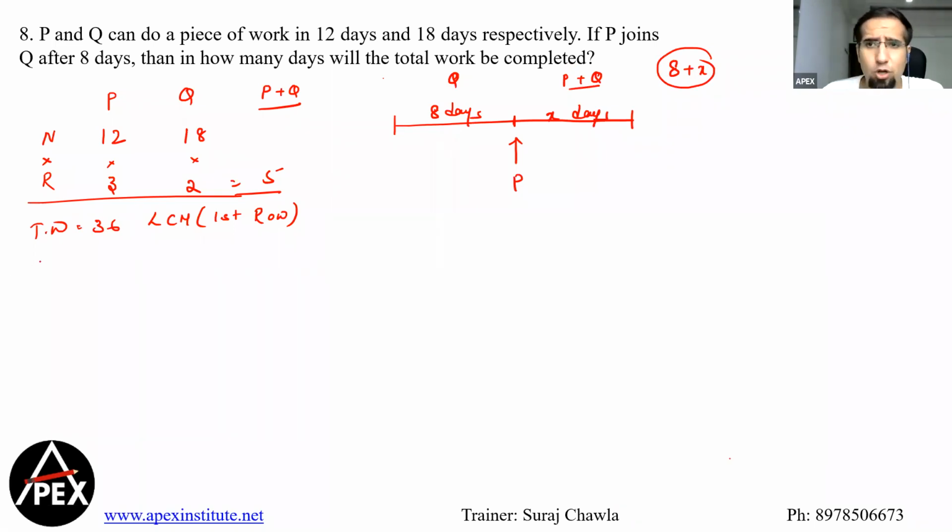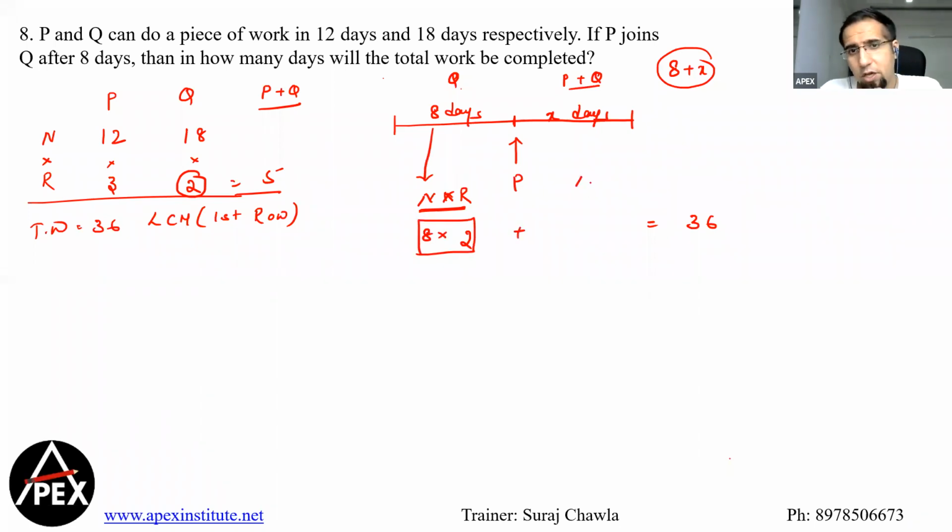Okay. Now let's solve this, guys. So Q's total work is 36 units. Now if 36 units are the total, Q in one day can complete 2 units of work. I repeat, N into R is equal to total work. So Q in one day can complete 2 units. In 8 days, can I say Q will complete 8 into 2, that is 16 units of work?